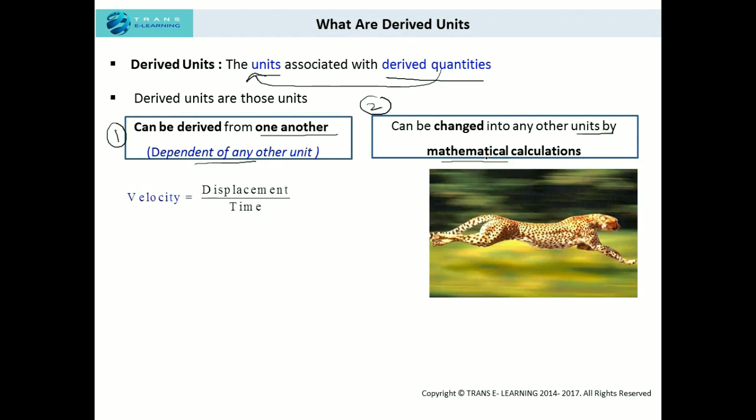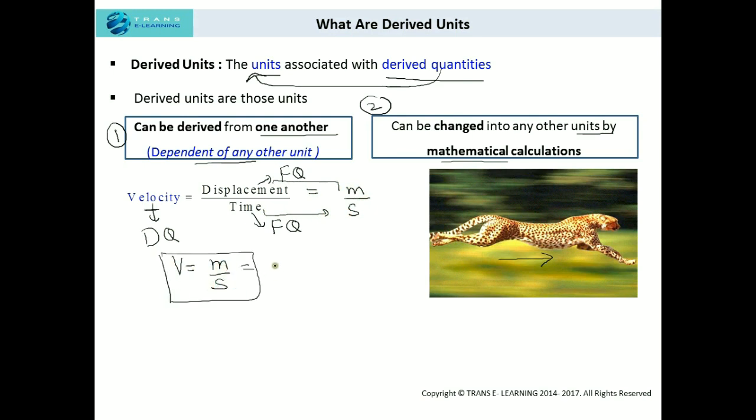I'll take an example of this hunting leopard. You can see in the image that this leopard is running. If I take the velocity of this leopard, we know that velocity is displacement upon time. Displacement is a fundamental quantity, time is a fundamental quantity, and velocity is the derived quantity. The fundamental unit of displacement is meter, and the fundamental unit of time is second. So the velocity in terms of fundamental units will be meter per second.